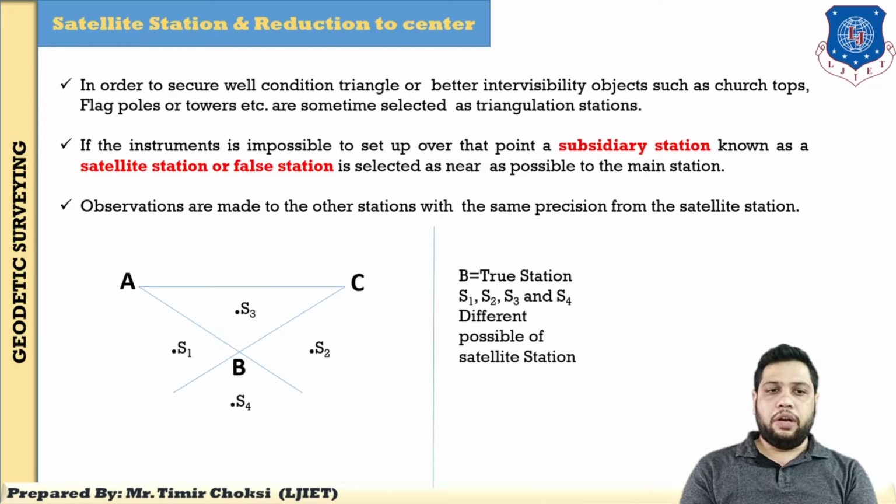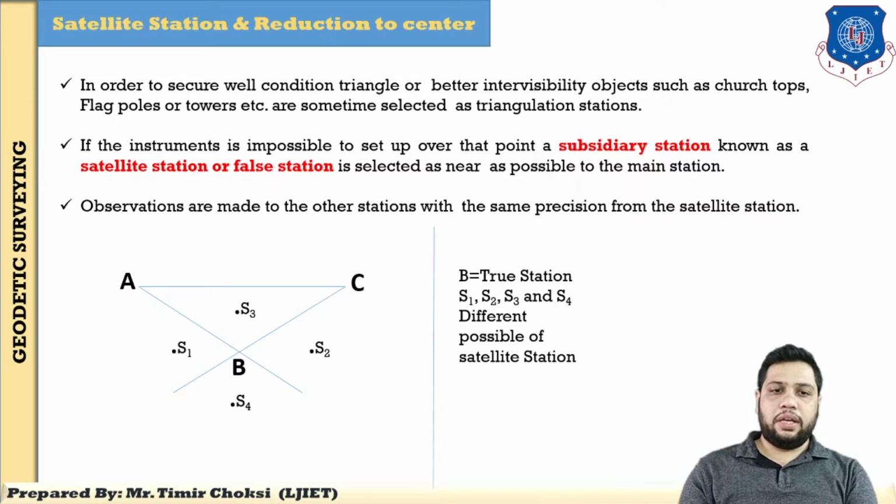In order to secure a well-conditioned triangle or better intervisibility of the object, such as church tops, flagpoles or towers, these are sometimes selected as triangulation stations. So for better intervisibility and to secure well-conditioned triangles, objects like church tops, flagpoles or towers are sometimes used as triangulation stations.